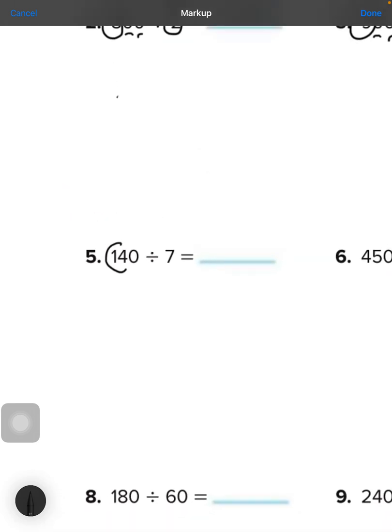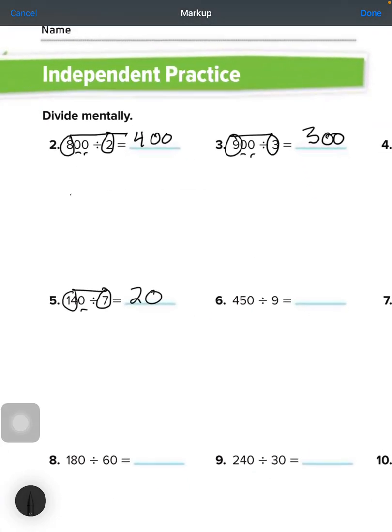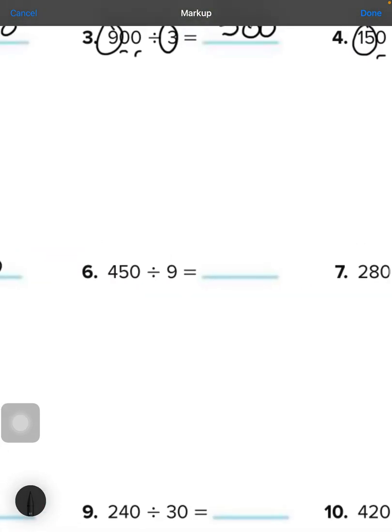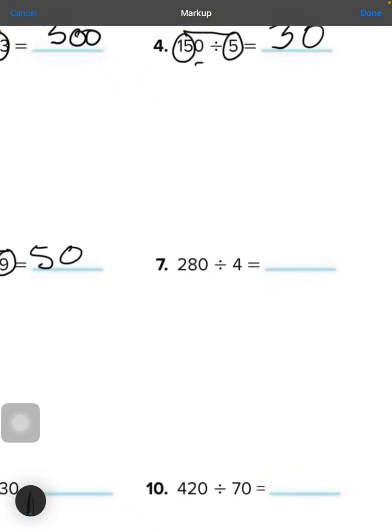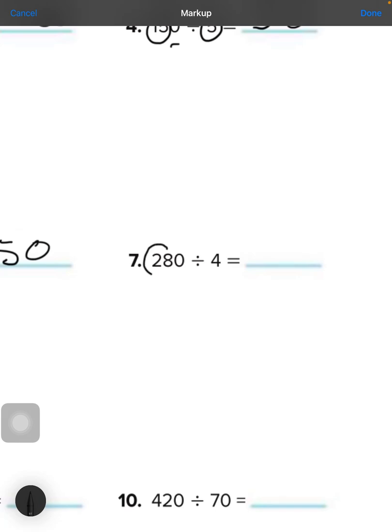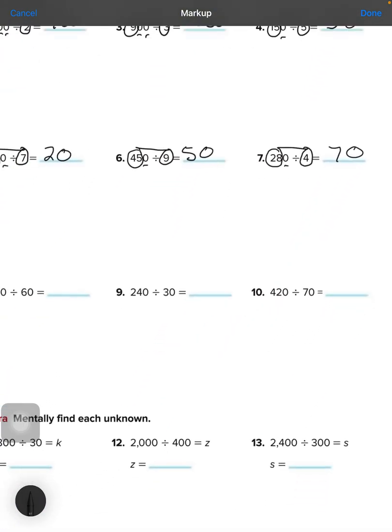Okay, number 5, we have 14 divided by 7 is 2. Bring over the 0. 20 is our answer for number 5. Number 6, 45 divided by 9 is 5. Bring over the 0, 50. Man, I wish our homework was like this all the time, right? 28 divided by 4. Look down the 4 column on your times table chart on your desk, and you'll see that 7 times 4 equals 28. Bring that 0 over, and we've got a 70.